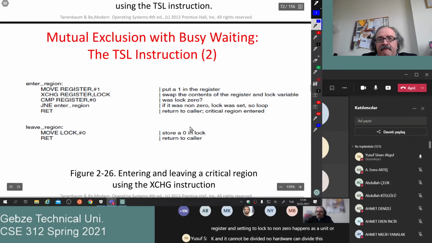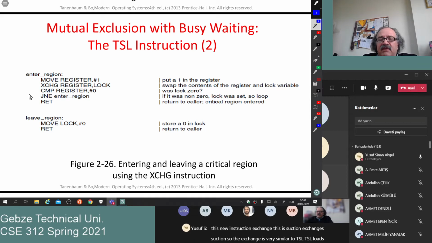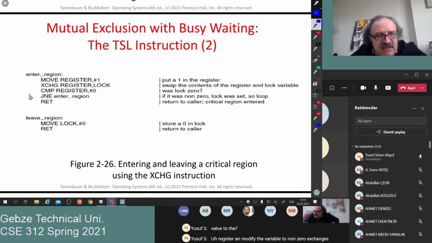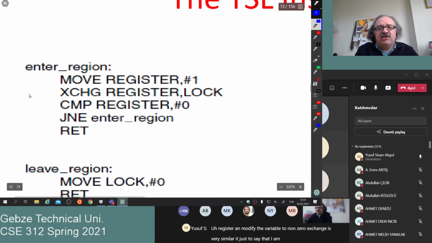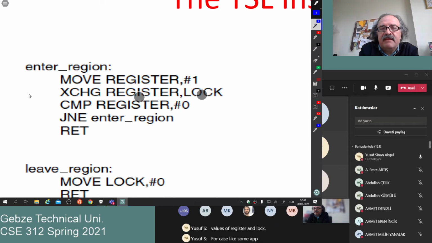Okay, Intel has a different instruction for this TSL. Instead of TSL, it says that I have invented this new instruction, exchange. So the exchange instruction is very similar to TSL. TSL loads the value to the register and modifies the variable to non-zero. Exchange is very similar. It just says that I am going to exchange the values of register and lock. Okay, it's like swap. Swap in a single clock cycle, you may think of it that way.